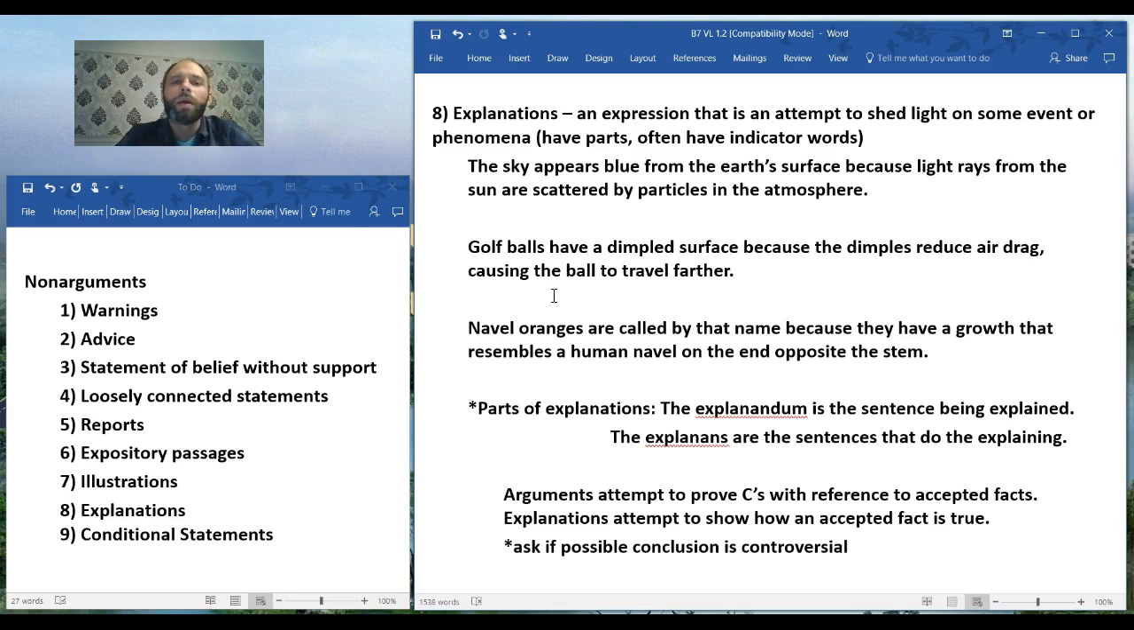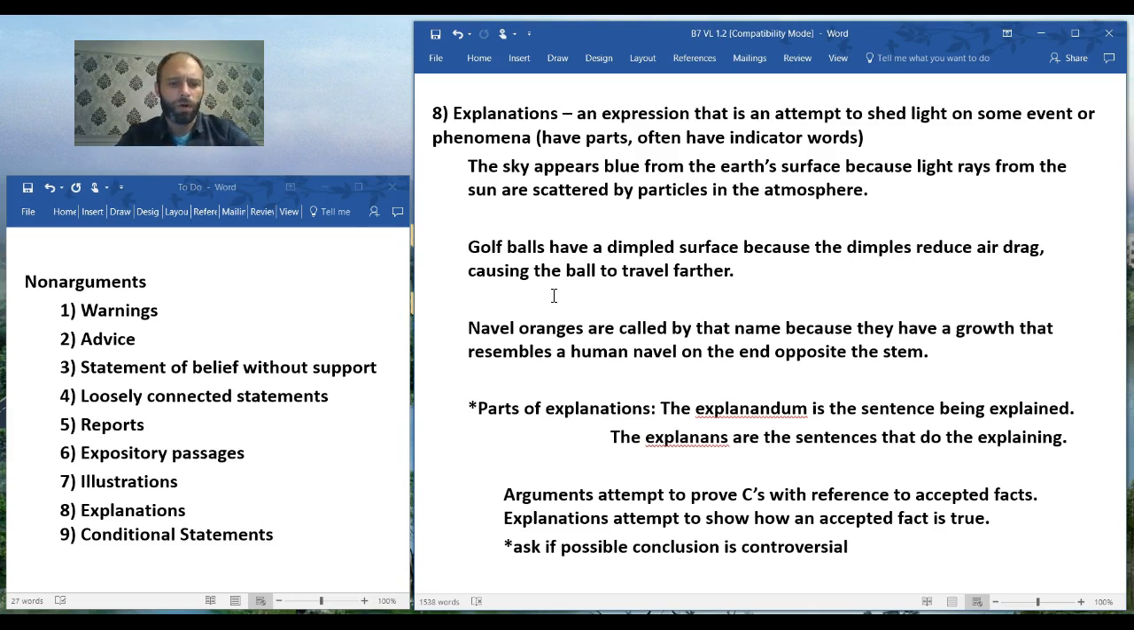So here's an example. The sky appears blue from the Earth's surface because light rays from the sun are scattered by particles in the atmosphere. So we see that indicator word because, and because we know from the last section is a premise indicator, if there's an argument. So then we would think, if we thought this was an argument, light rays from the sun are scattered by particles in the atmosphere is the premise, and the sky appears blue from the Earth's surface would be the conclusion.